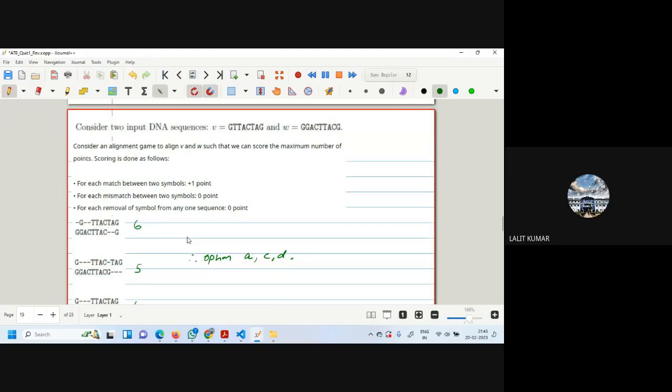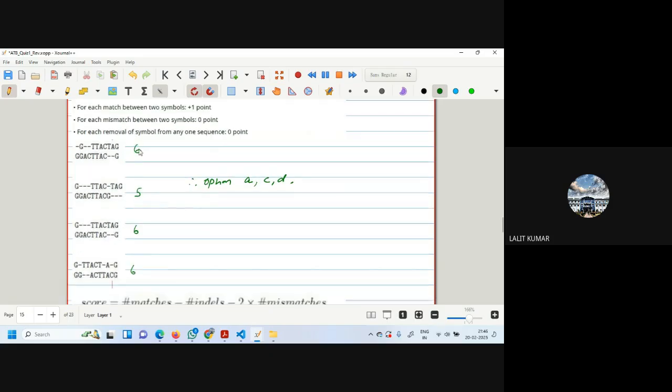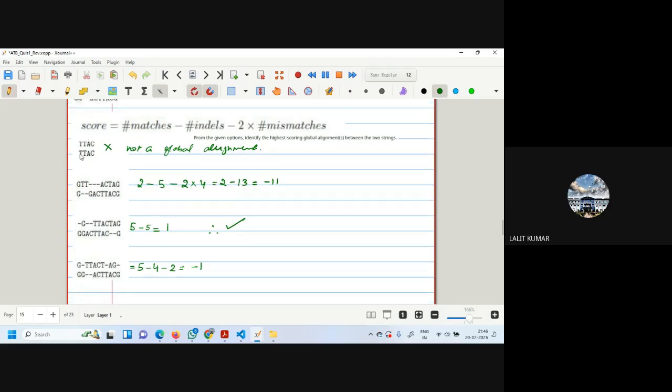Now we go to the next question. DNA sequence, mathematics, simple. This question has been repeated so many times. We have to find the score. Match is +1, rest all is 0. So we can straight away calculate the number of matches only. Then here they have asked global alignment scores. Rest all we find the score using this formula.